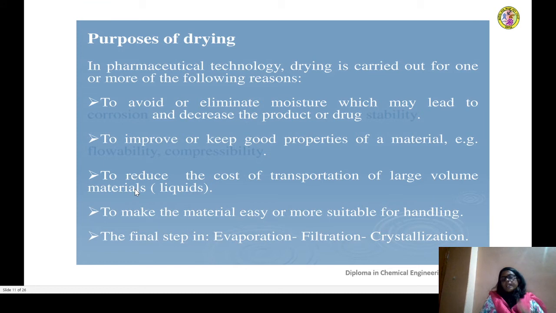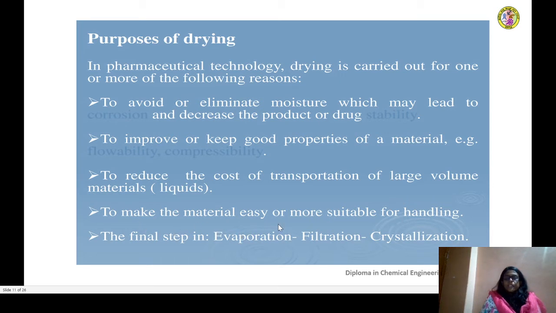To reduce the cost of transportation of large volumes of materials. If a product is obtained in the form of liquid, then the transportation, as we have already understood in the previous slide discussion, is comparatively tougher, because we need to transport large volumes of materials. Also, the transportation of liquids is much more difficult compared to the transportation of solids. That is one of the important reasons why drying is important in the pharmaceutical industry.